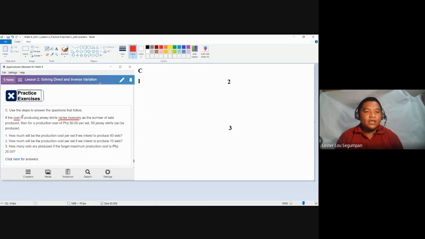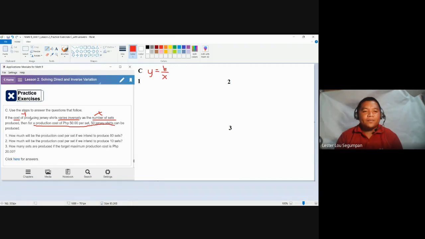The cost is your y variable. The number of sets produced is your x variable. Since it's inverse, we're going to use the concept y is equal to k over x. First, we need to solve for the value of k using the connection of the production cost and jersey shirts here. It states that for a production cost of 50 pesos per set, 50 jersey shirts can be produced.